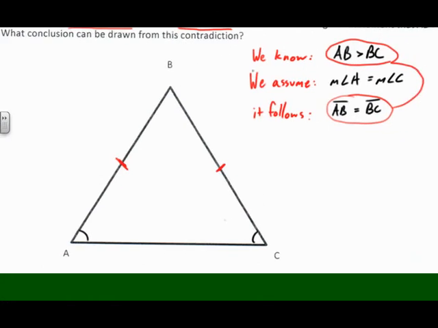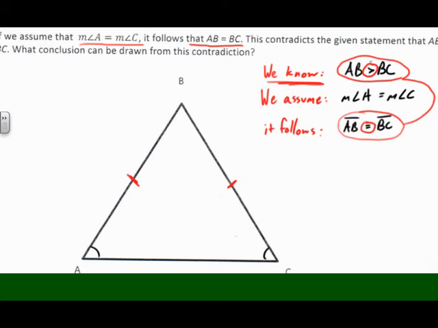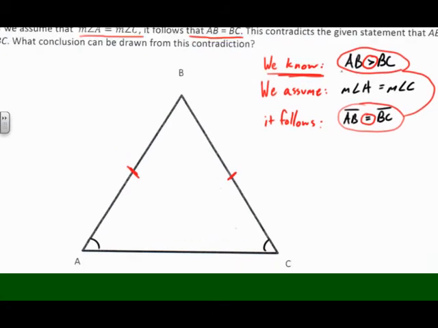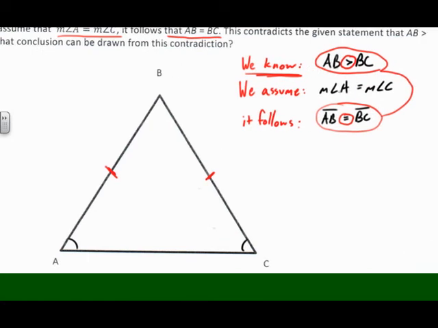Well, we already knew that AB is greater than BC. If I assume that these angles are congruent, then I can also say that these sides are congruent, and it's really this part right here. AB is not equal to BC. We know that it is greater than BC. But what can I say about this then? If I was assuming this about the angles, then what can I say about it? So, the contradiction then leads to something else.